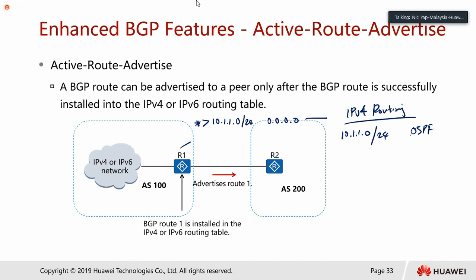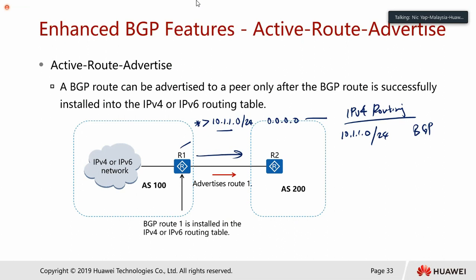So let's say it's OSPF, then in this case, this network I will not send to router 2. But when the routing table shows me that this is learned from BGP, it's installed as BGP, then I can send this information out to the peers. This is what they're going to perform. When you have a better route using IGP, then this route I will not advertise to the peers. It's called active route advertise.